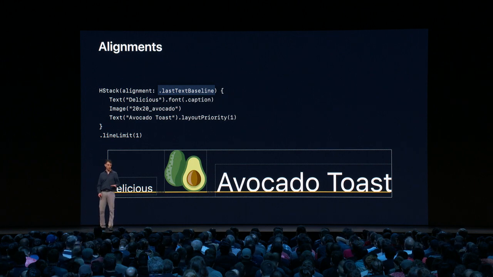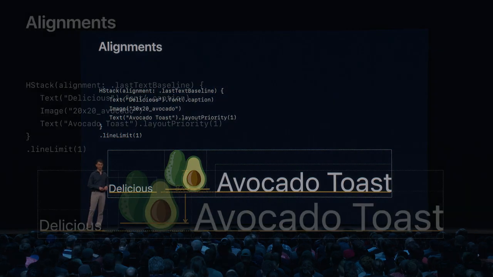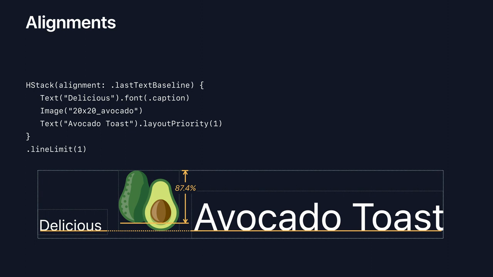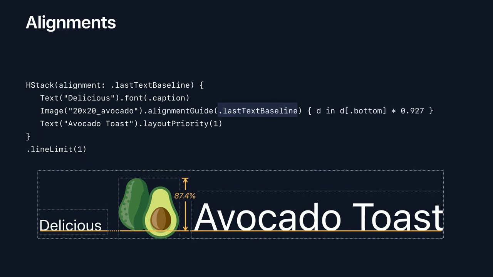Looking again, I'm pretty sure, I got a bad feeling about this. I'm pretty sure he's going to tell me there's a visual baseline that's up here, 87.4% of the way to the bottom. We can handle that by telling SwiftUI how to compute a last text baseline for the image in terms of its other alignments. Pretty cool, right?